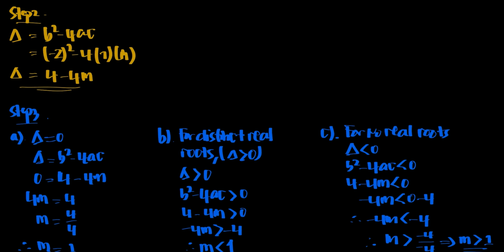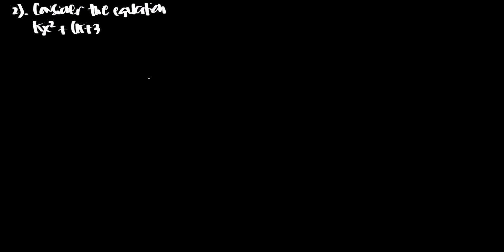Okay, the next one. I have one more question here that is a bit difficult because we also have to apply the sign diagram, but we have to solve it. Okay, next question, the last one. Question 2. Consider the equation kx squared plus (k plus 3)x equals 1.